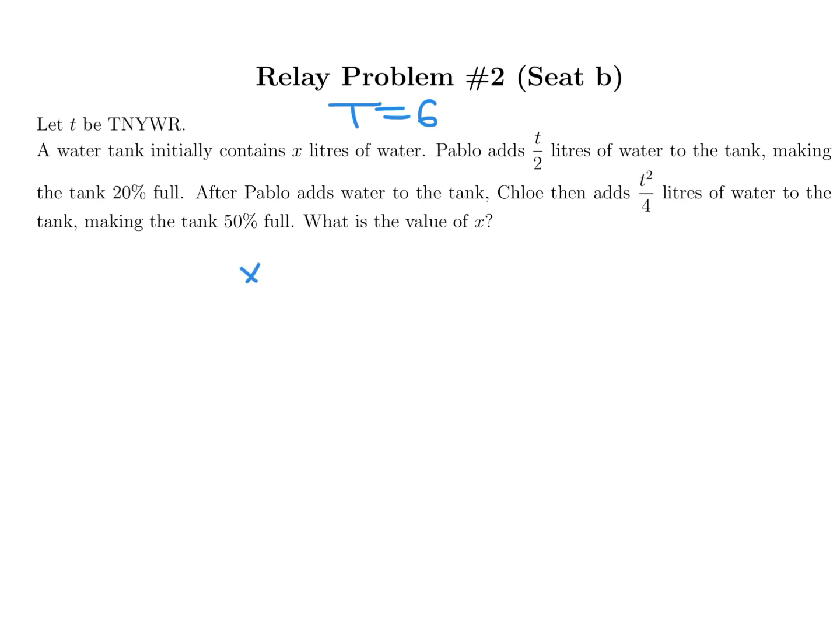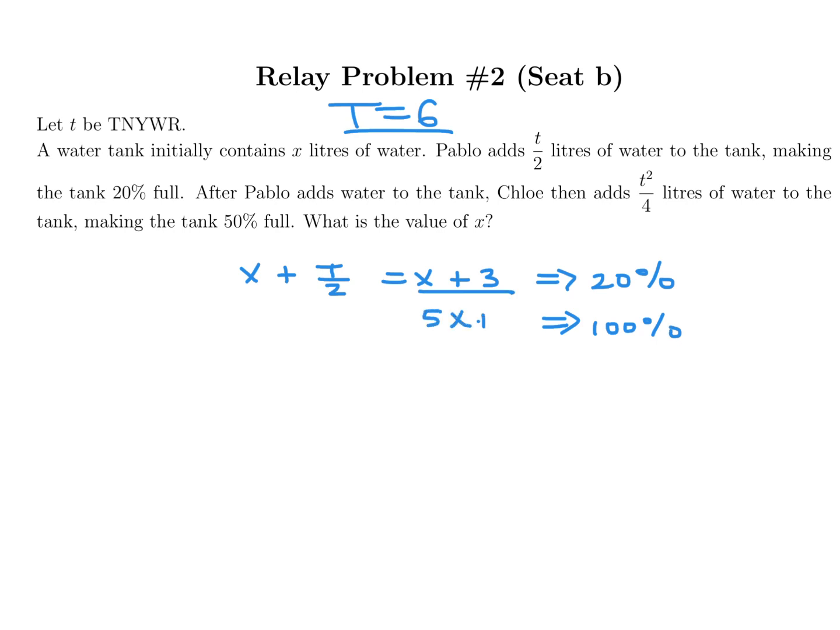Initially, it's X, and then we're going to add this T over 2. Now, T is 6, so really what that means is just X plus 3, correct? And that represents 20% of the tank. Okay, now if I multiply by 5, I get 100%. So I'd have to multiply that by 5, so it'd be 5x plus 15. Yeah, I think that's correct. Okay, now let's go to the next part.